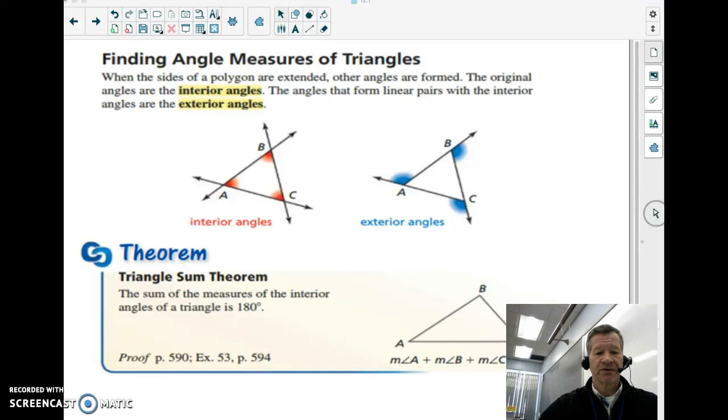Example 3 of section 12.1. A couple of definitions first. I want to make sure you understand the difference between interior and exterior angles. So when the sides of a polygon are extended, other angles are formed.